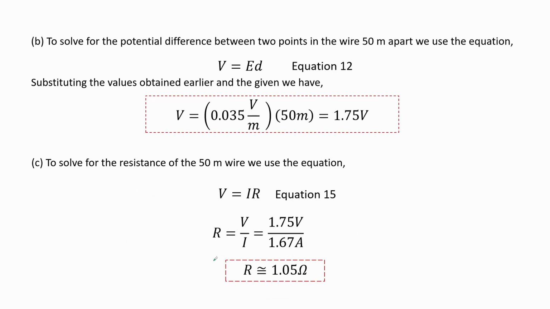For letter B, to solve for the potential difference between 2 points in the wire 50 m apart, we use equation 12. Substituting the values obtained earlier and the given, we have the value of about 1.75 volts. For letter C, to solve for the resistance of the 50 meters wire, we use equation 15. The resistance is about 1.05 ohms.